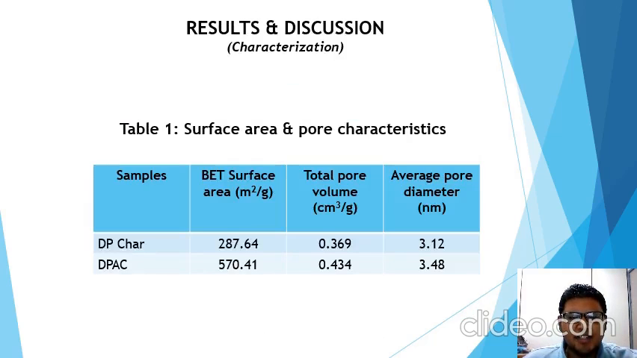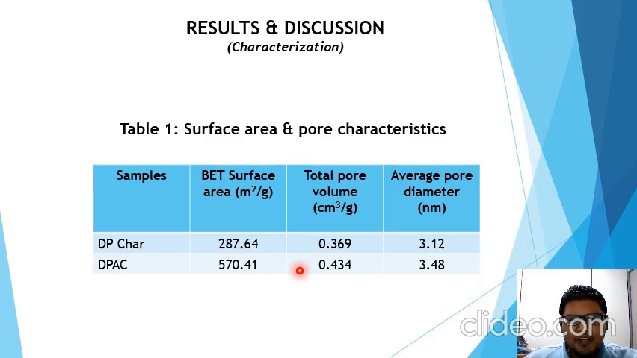Table 1 shows the surface area and pore characteristics of the sample. We can see that the BET surface area of DP char is 287.64 meters squared per gram. This value increased significantly in DPAC, which is 570.41 meters squared per gram. The total pore volume also increased from 0.369 centimeter cubed per gram in DP char to 0.434 centimeter cubed per gram in DPAC. This increment is a proof of the effectiveness of the physicochemical activation employed in this study.